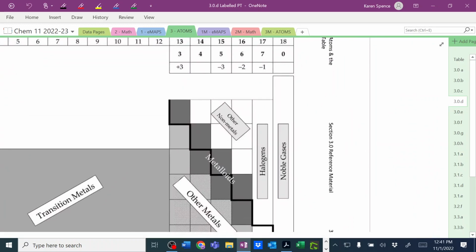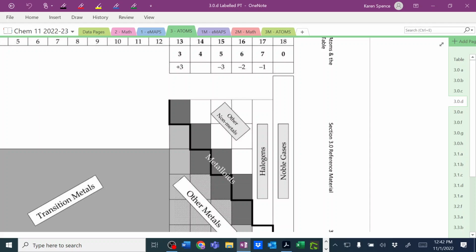What do we have up on the top right? This side of the staircase. These were all our metals. These are our nonmetals. So the halogens are nonmetals. The noble gases are nonmetals. And then we have a very small section, which is the other nonmetals. Okay. And then we have these sort of darker gray ones. Those are our metalloids. They're the ones that touch the staircase. Okay, so the ones that are touching the staircase, except for this one, which is a metal.